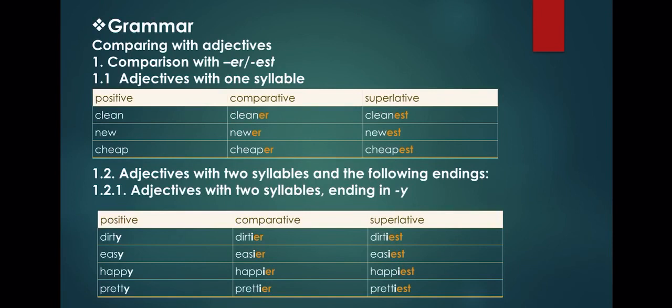If I'm comparing between two, I would replace the y with an i and add er. And if I'm comparing between more than two things, two people, two places, and so on, I would replace the y with an i and add est. You have examples: easy, easier, easiest. As you can see here, I replaced the y with an i. Okay?